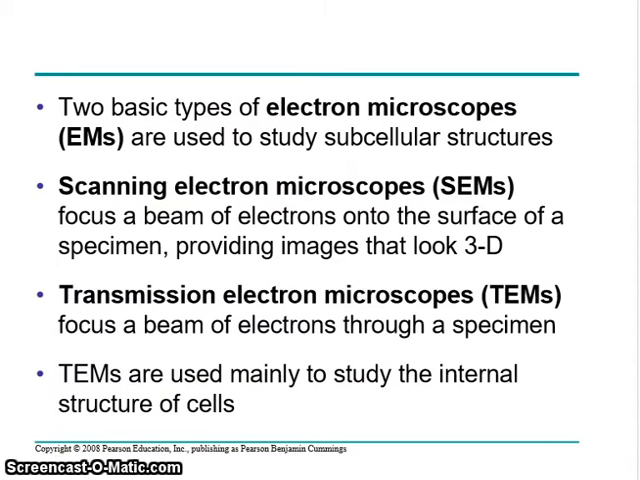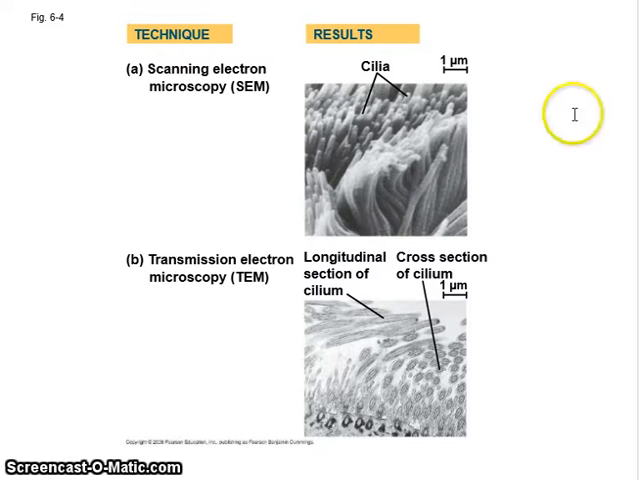Now on the other side, electron microscopes can magnify much, much greater than a light microscope. There are two different types of electron microscopes. Scanning electron microscopes do just what they sound like they do. They use electron beams to scan the surface of a specimen. So when we get these images back, you're looking at a three-dimensional image of the surface of a specimen. If you look at this picture, you're looking at the surface of cilia.